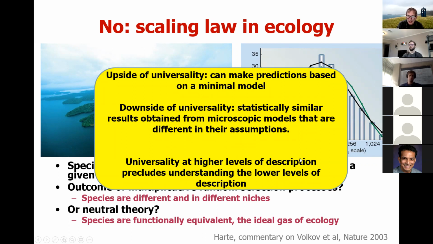So if you have universality at a high level of description, then that precludes you understanding the lower levels of description. This is the same thing we talked about last time, how it's easy to go from one level of description to a higher level of description, which is what we do in statistical mechanics, because that map is many to one. But to try to understand the basic laws of physics means going from a high level to a low level, and that map is one to many. And we have to figure out which of the many microscopic possibilities are the right laws of physics.